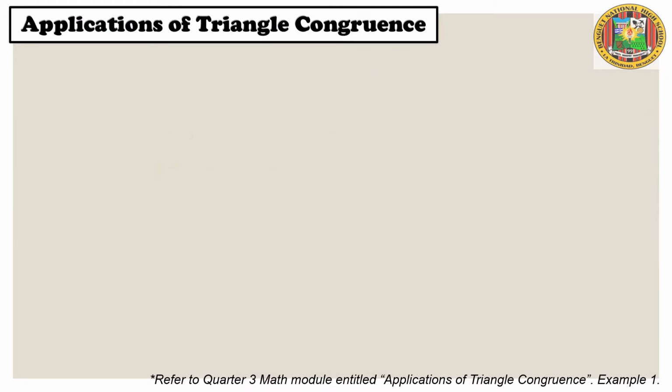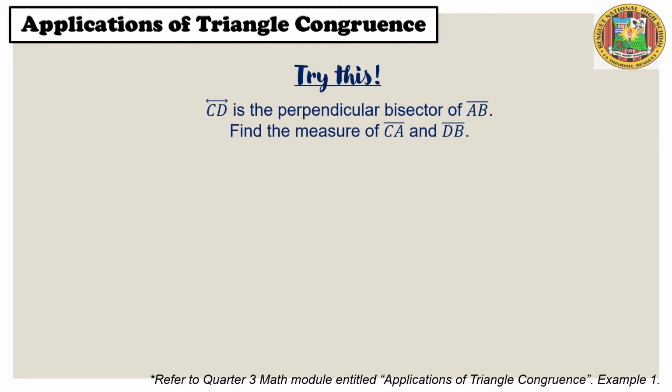For this lesson, refer to your Quarter 3 math module entitled Applications of Triangle Congruence. In this example, we are given that line CD is the perpendicular bisector of segment AB. We are going to find the measure of segments CA and DB.